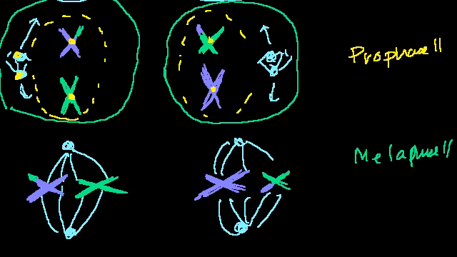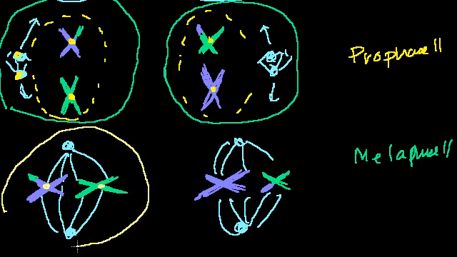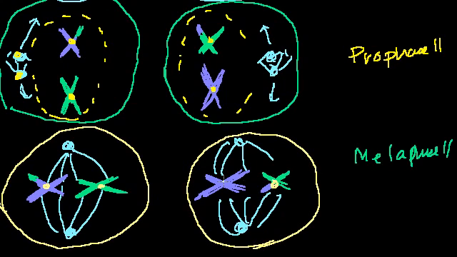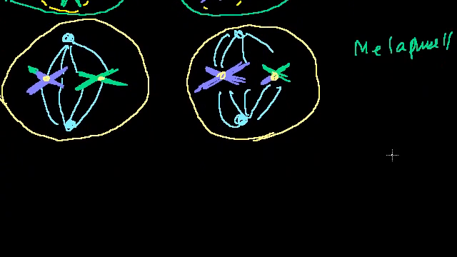Some of these spindle fibers have been attached to the centromeres, or the kinetochores that are on the centromeres that connect these two chromatids, these sister chromatids. And of course, we don't have a nuclear membrane anymore. And these are, of course, two separate cells. And then you can guess what happens in anaphase 2. It's just like anaphase in mitosis.